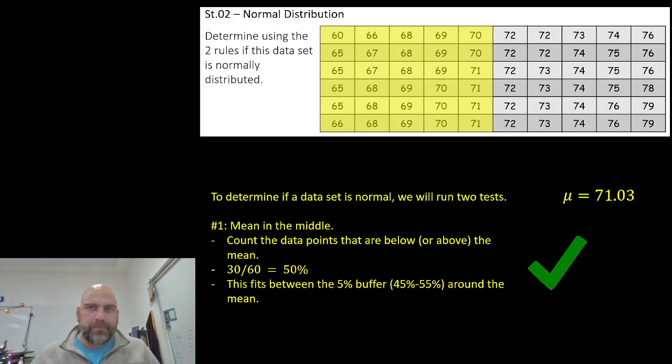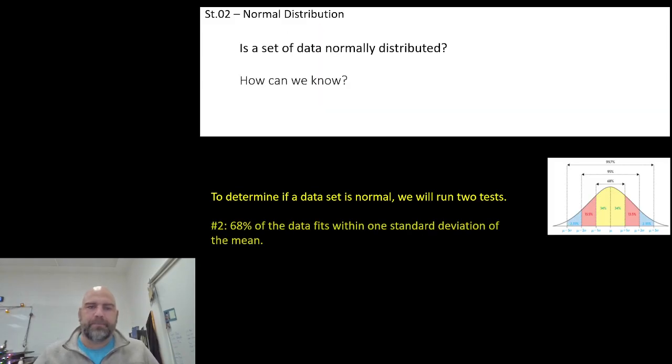But that's only test number one. So let's take a look at test number two. Test number two is going to look at the normal chart here and see, are we getting about 68% of our data in between those first two standard deviations? Okay, so that yellow part there that you see, can about 68% of the data fit in between there?